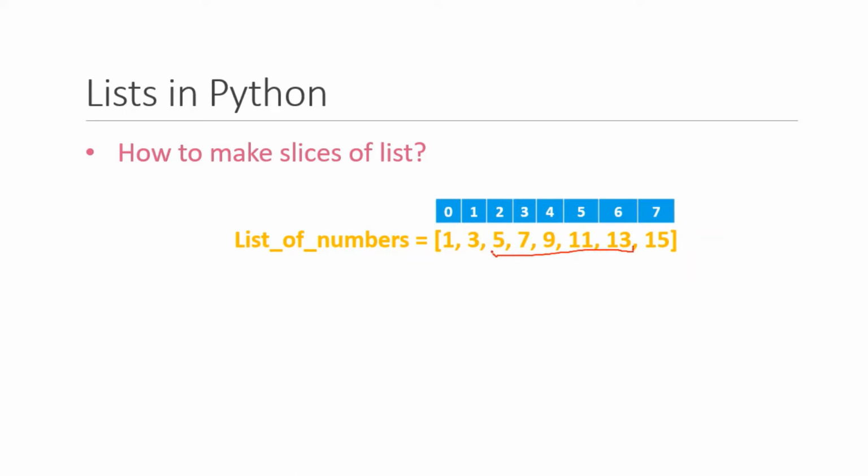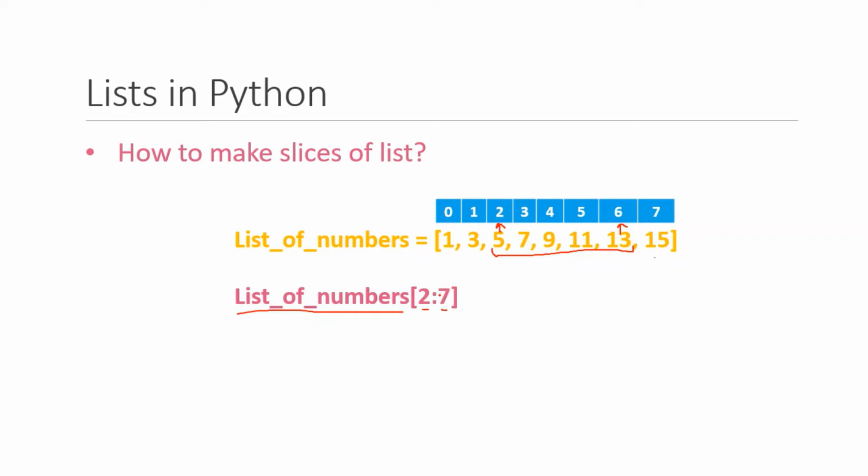So for taking this sublist from this list, I will write like this: the name of the list, which is list of numbers, and after this in square brackets, I will write the starting index and the ending index. So the starting index is 2 because 5 is at index number 2 and 13 is at index number 6. But here I have written 7, and 7 is the index number of 15. But why have I written this 7?